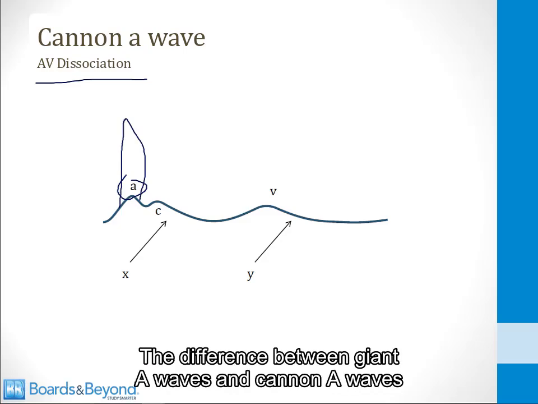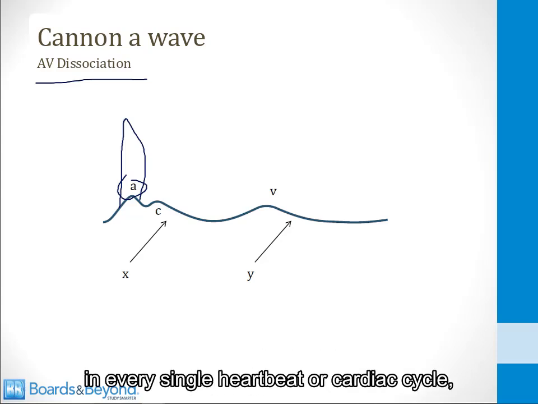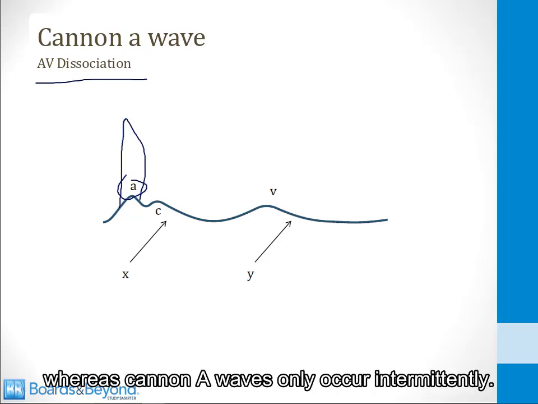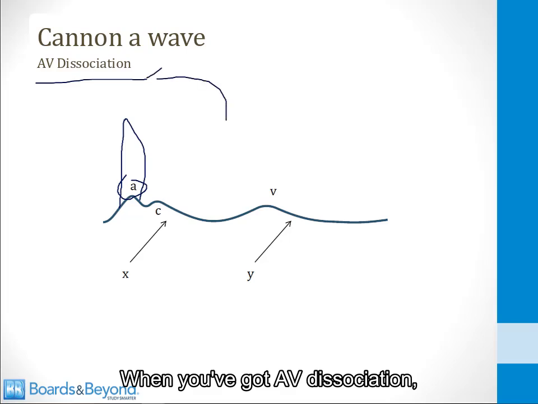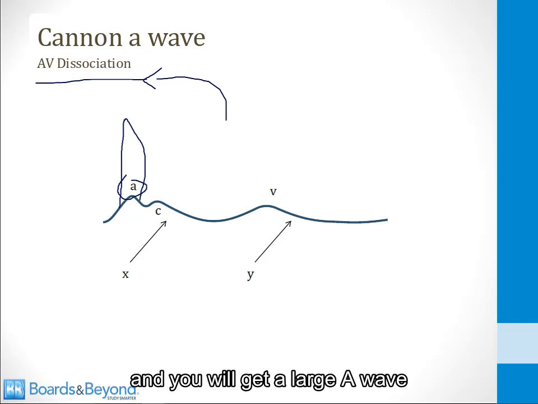The difference between giant A waves and Cannon A waves is that giant A waves occur in every single heartbeat or cardiac cycle, whereas Cannon A waves only occur intermittently. When you've got AV dissociation, sometimes the atrium and ventricle will happen to contract in sync and you will get a normal A wave. Other times the two chambers will contract out of sync and you will get a large A wave, and that's called a Cannon A wave.